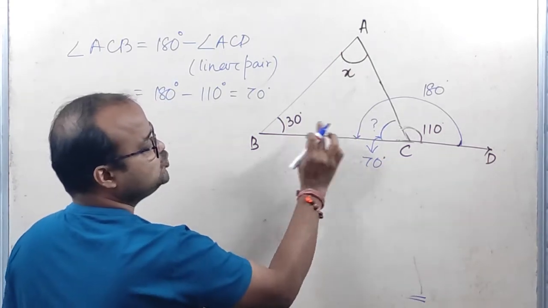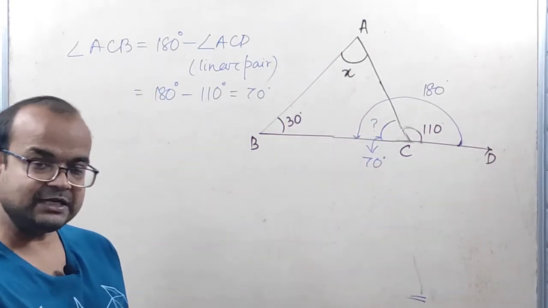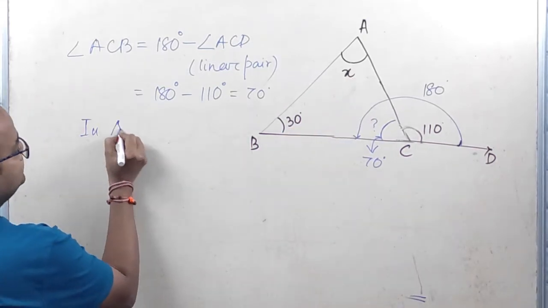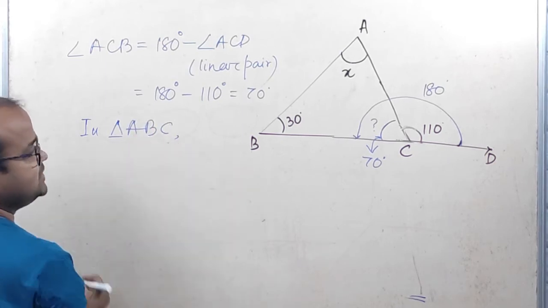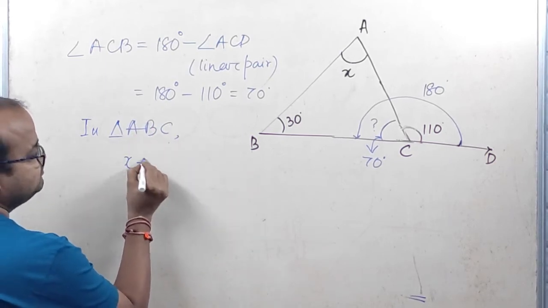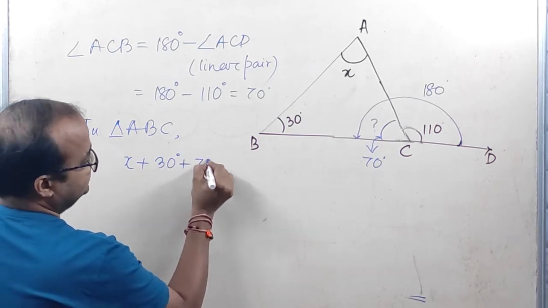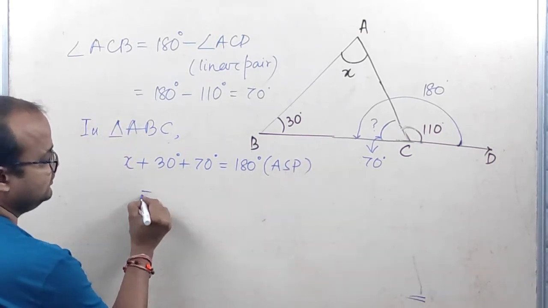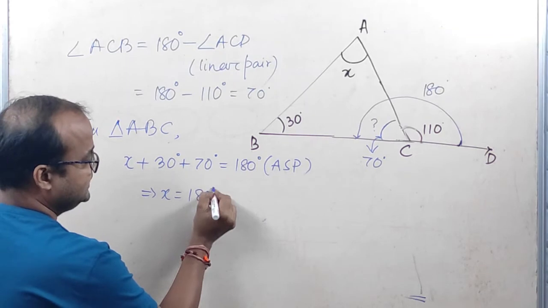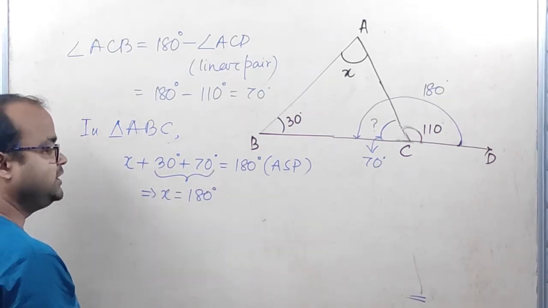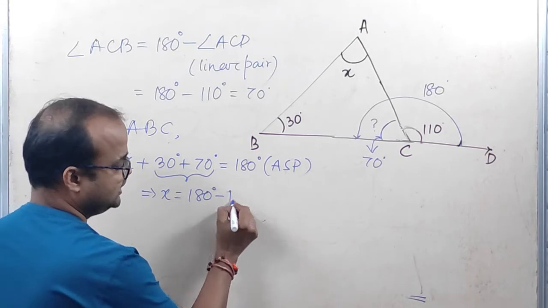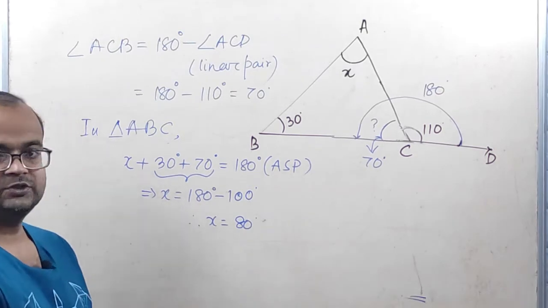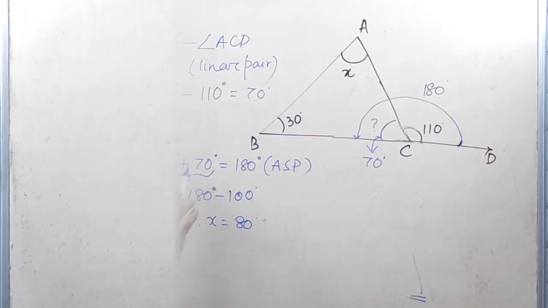Now you know two angles of a triangle. So using the angle sum property, you can find the third angle. So we can say that in triangle ABC, x plus 30 plus 70 equals 180 degrees, by the angle sum property. So x equals 180 minus 70 plus 30, that is 100. When you shift, you will get minus 100. Therefore, x equals 80 degrees. So this is another way to solve the same problem.